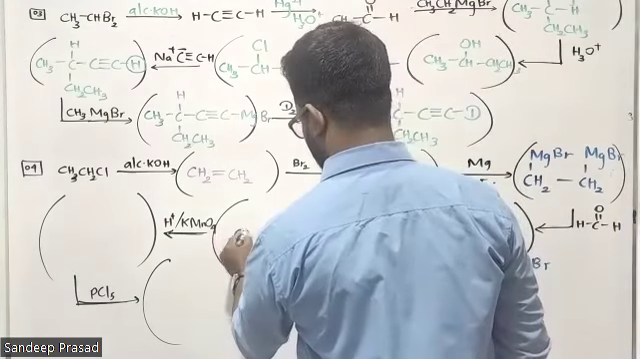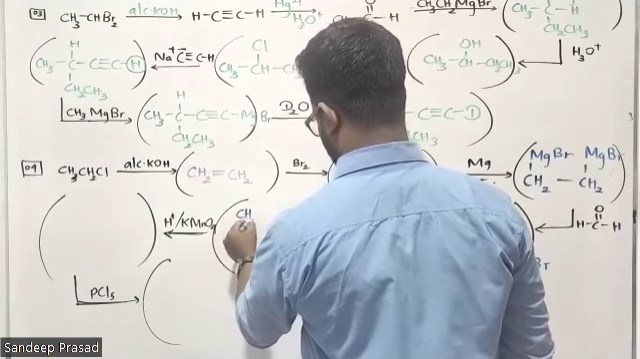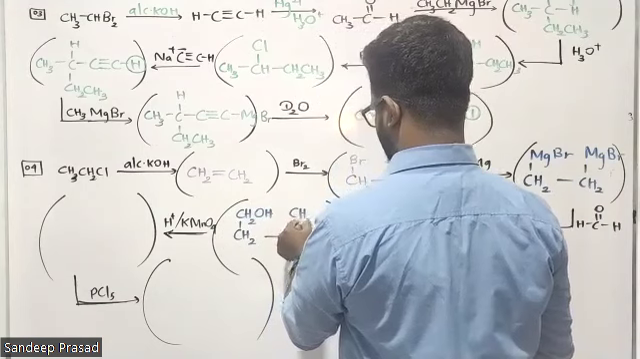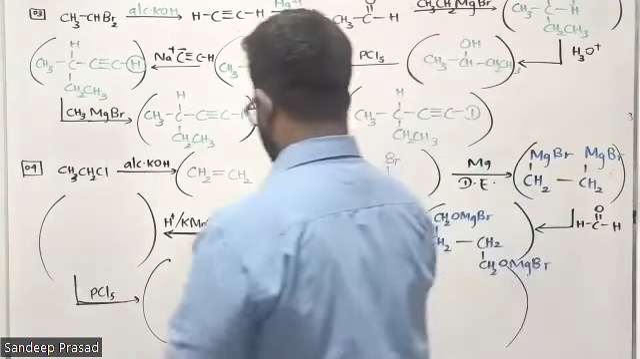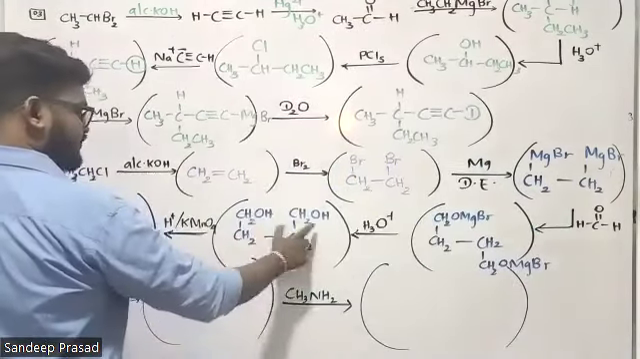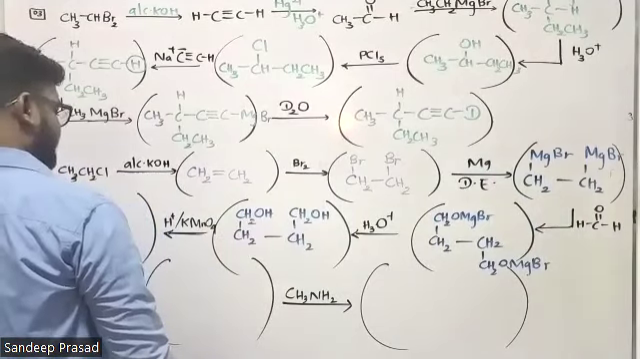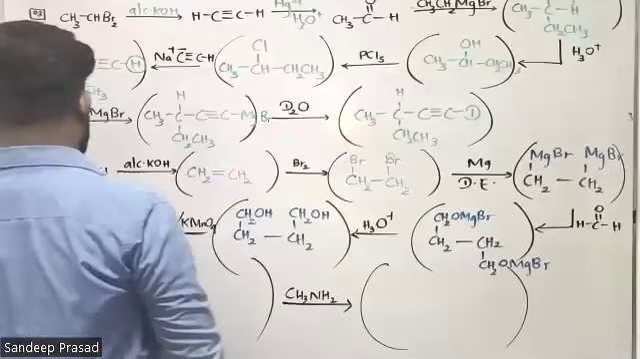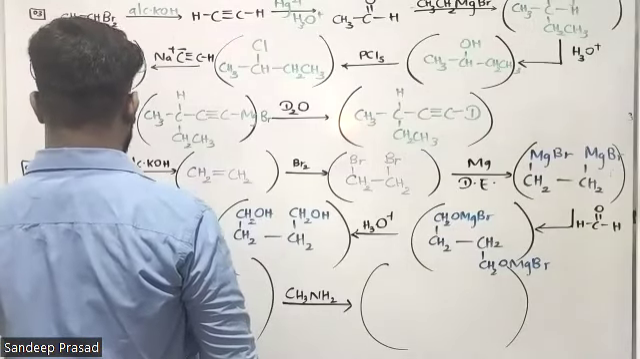CH2, CH2OH, CH2, CH2. We are adding acidic KMnO4. Both of them are primary alcohols. So therefore, C double bond OH, CH2, C double bond OH.